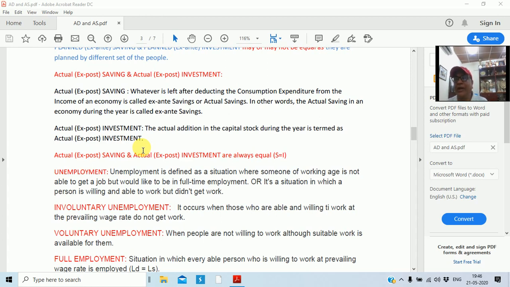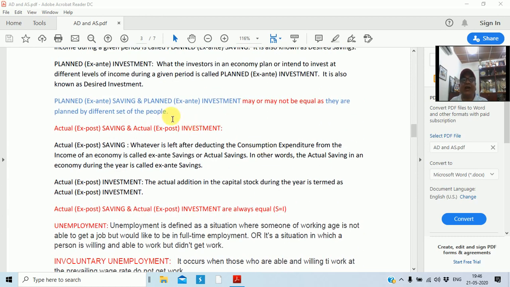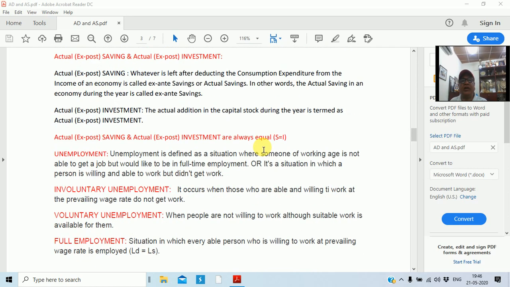In an economy, at the end of the year, how much investment will there be? As much as the savings. So therefore ex post saving is always equal to ex post investment. But ex-ante are not equal because they are made by different sets of people. So this is not equal. This may or may not be. But here actual savings are always equal to actual investment.